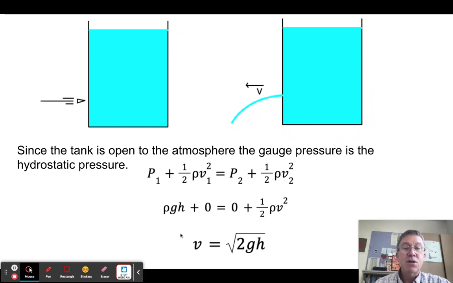And when I go to solve it, it looks very familiar, doesn't it? It just turns back into, as it always does, root 2gh. It's really simple, okay? But the trick here is you have to understand that the gauge pressure in this case is due to the hydrostatic pressure because this fluid isn't moving and it's open to the surface here.